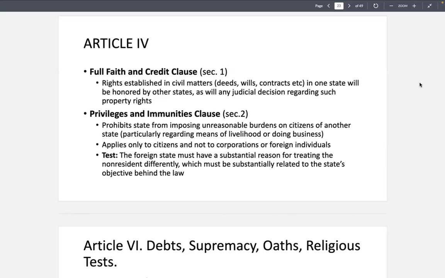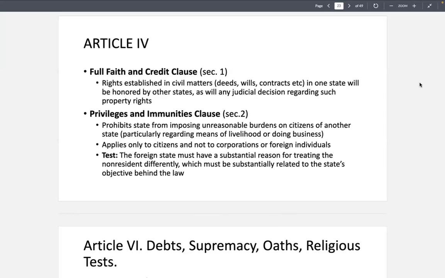This applies only to citizens and not to, say, corporations or foreign individuals. So if you're trying to do business in another state, this is meant to protect your means of livelihood, your means of doing business. But if you are trying to be protected as, say, a corporation that's been officially formed, this does not apply to you. So this applies to citizens.